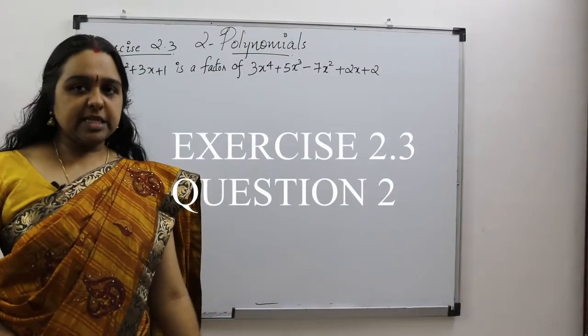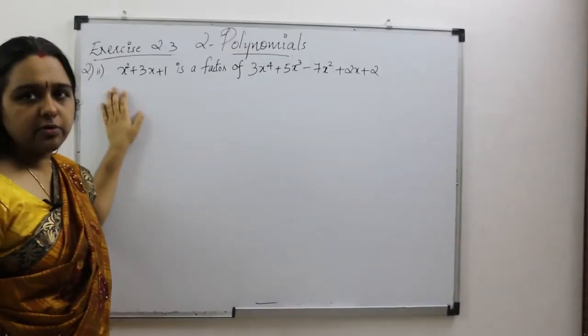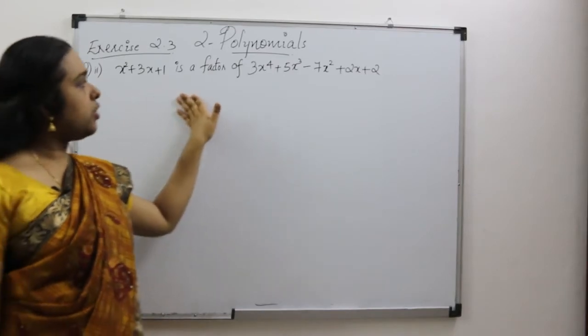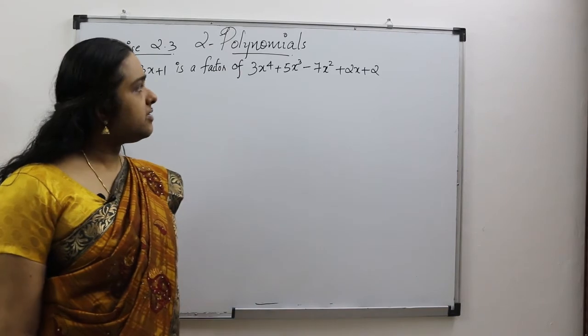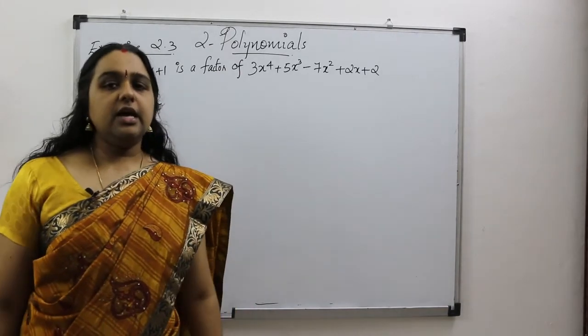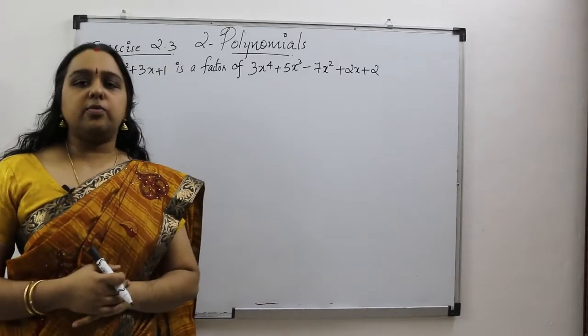Okay, let's move on to our next problem. Question number 2 of exercise 2.3. We are doing the second part of it. We have to check whether x square plus 3x plus 1 is a factor of this polynomial 3x raised to 4 plus 5x cube minus 7x square plus 2x plus 2. Okay, we are going to check whether this is a factor of this polynomial.